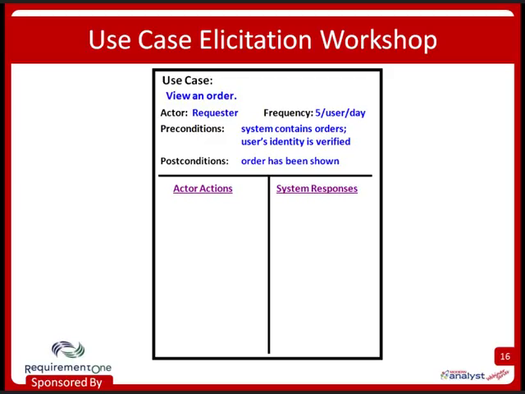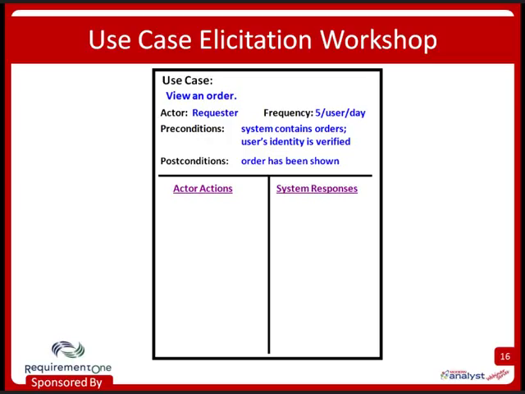Here's a trivial one, view an order. I would write the name of the actor who would have to perform this. In this case, it was a chemical requester. I made a note about frequency just so we could get an early indication of capacity planning and concurrent usage loads and things like that.